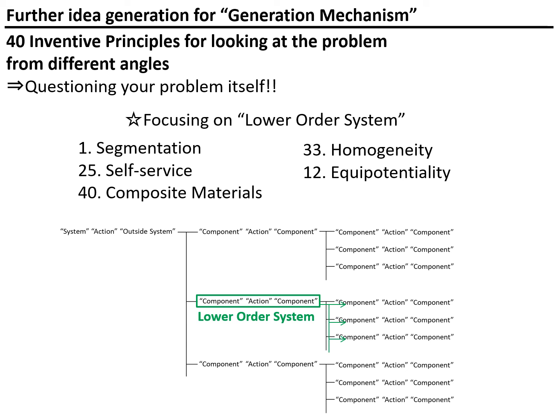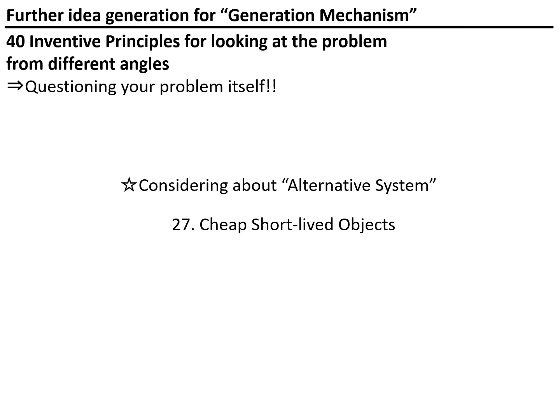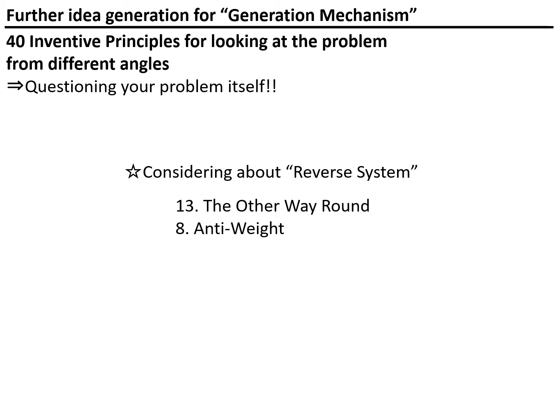Then focusing on lower order system: by applying these inventive principles, you may find something in the layer of the lower order system, and you may find something different focusing on higher order system. These inventive principles could be referred to when you're thinking in this way. Considering alternative system, cheap short-lived objects may inspire something. Actually, I don't understand much about this, but it deserves consideration when you're thinking about something new. Considering the reverse system, the other way around, and anti-weight.